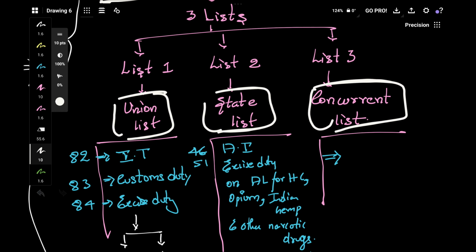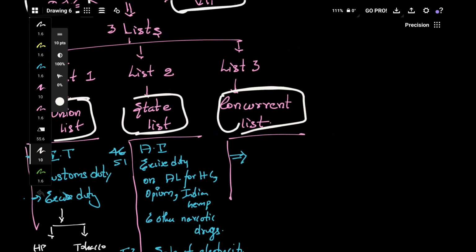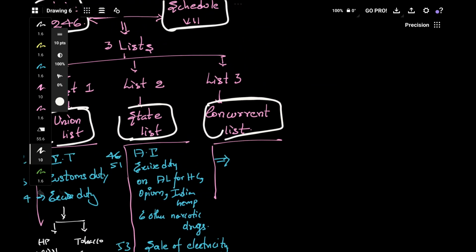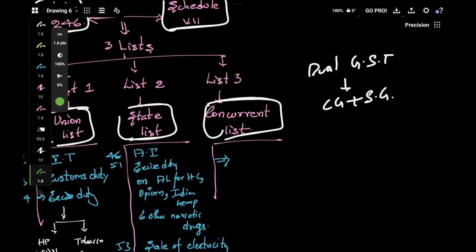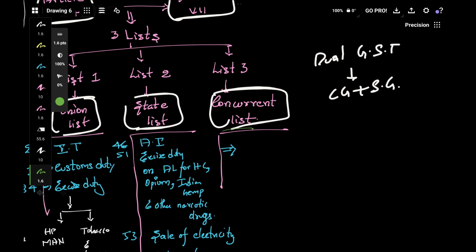In these 3 lists, GST is a dual GST model. The GST we have adopted is a dual GST model. That is nothing but both the central government and state government together have to levy tax. In order to levy it together, GST has to be placed in a list. Where exactly? In the concurrent list, GST has to be placed.